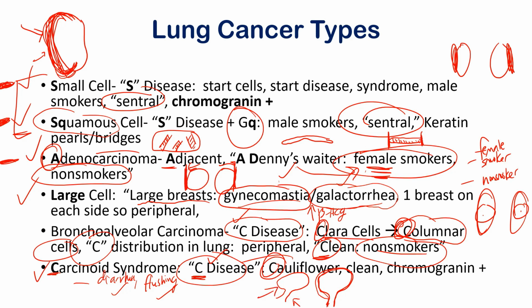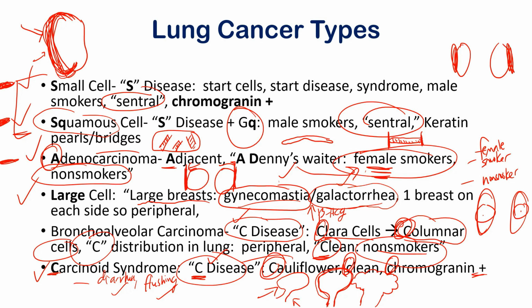And notice that this looks like cauliflower. If you look at cauliflower, cauliflower has a little stalk area, and then it kind of goes like this, and then it goes back down to the stalk. So that helps me remember cauliflower. Oh, this is a papillated shape on histology. And then again, C for clean, so this isn't really associated with smoking as much as some of the other ones. And then C for chromogranin positive.